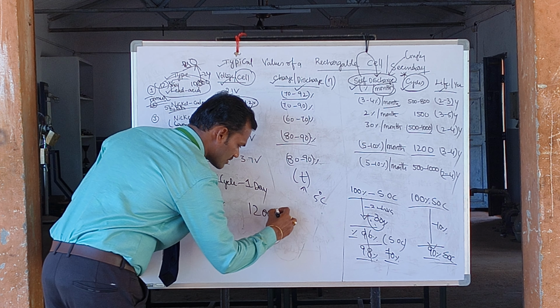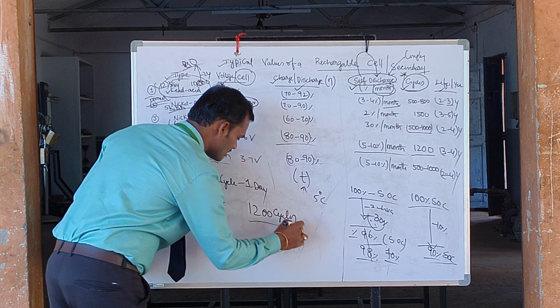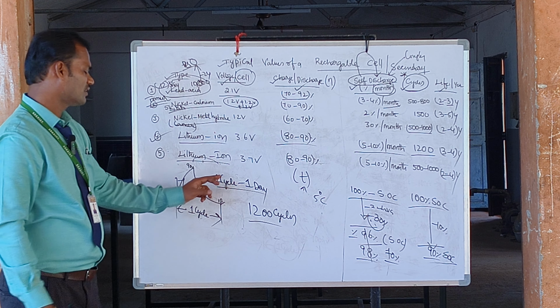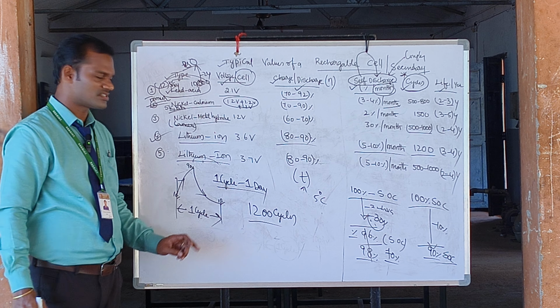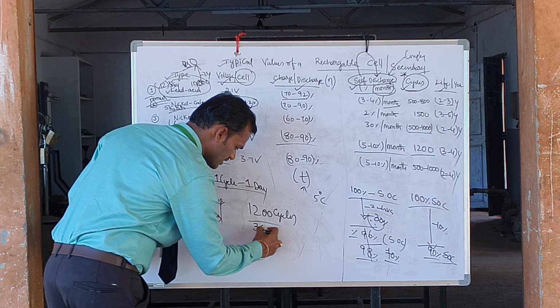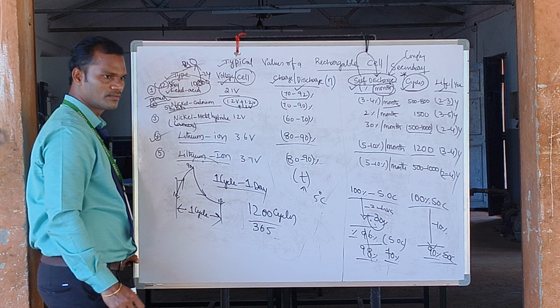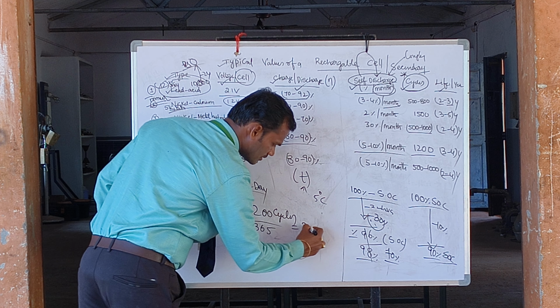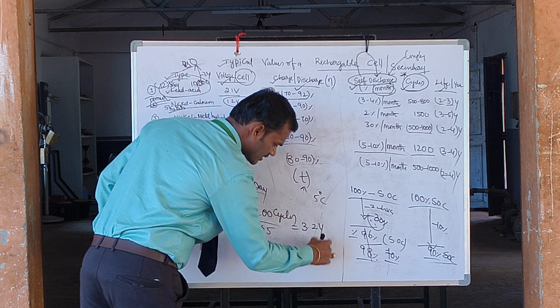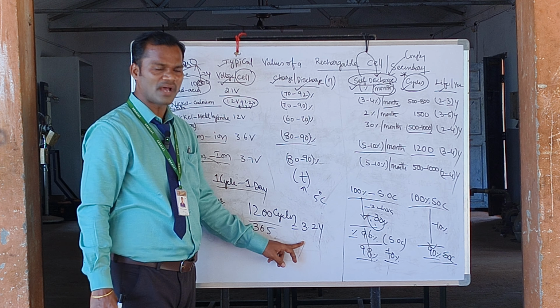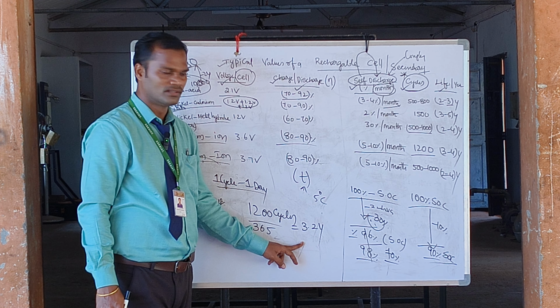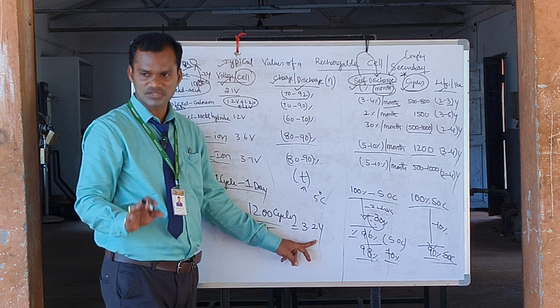So how many cycles are there for our lithium ion battery? 1200 cycles. So we are consuming in the pattern of one day, how many cycles? One cycle, so 1200 divided by 365, that is 3.2 years. I mean, if you buy a mobile phone, maximum it can run for 3 years 2 months only.